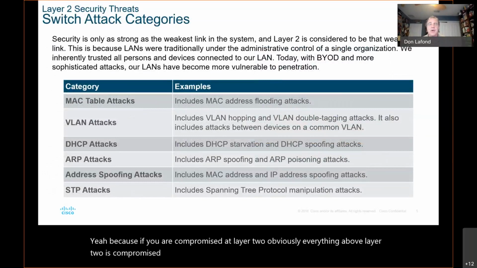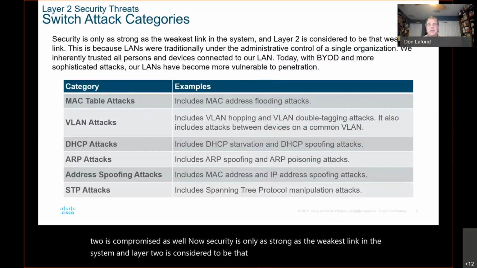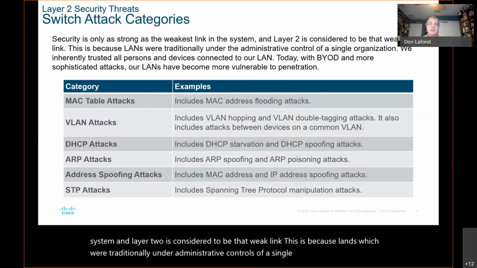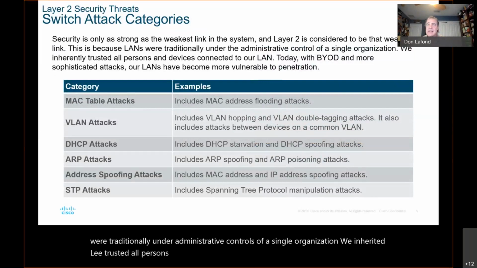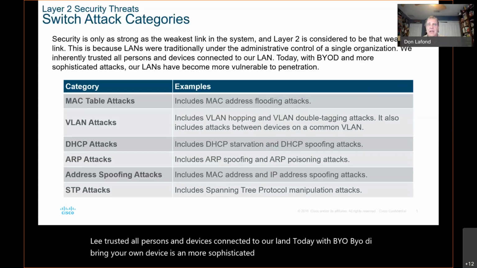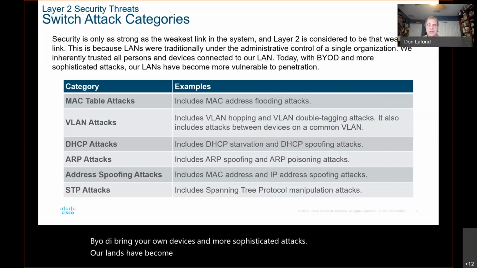Now, security is only as strong as the weakest link in the system, and layer 2 is considered to be that weak link. This is because LANs were traditionally under administrative controls of a single organization. We inherently trusted all persons and devices connected to our LAN. Today, with BYOD, bring your own devices, and more sophisticated attacks, our LANs have become more vulnerable to penetration.